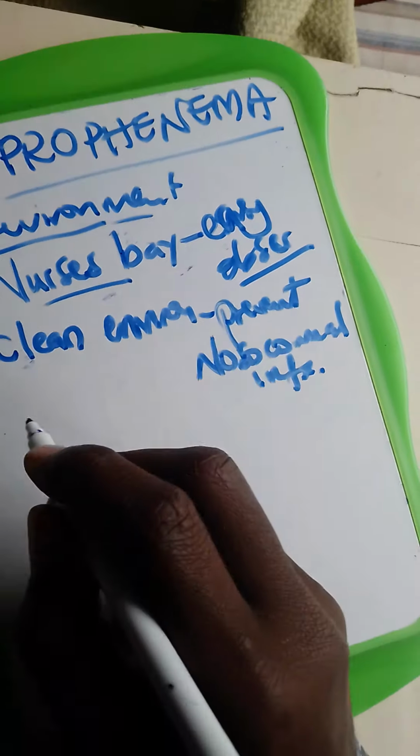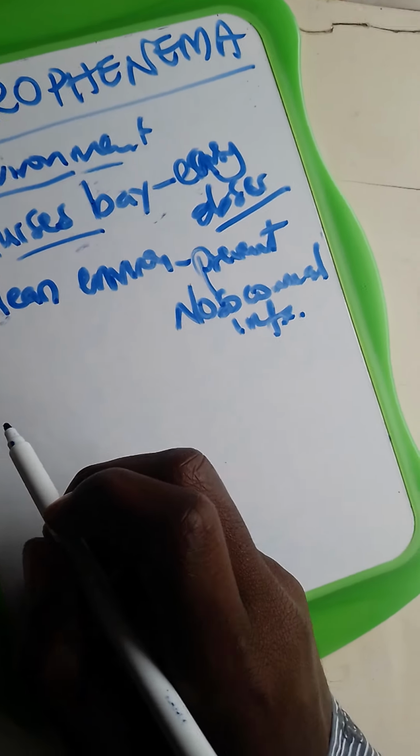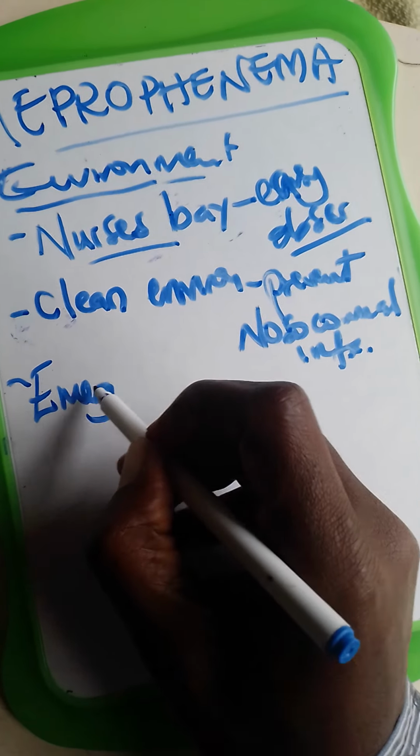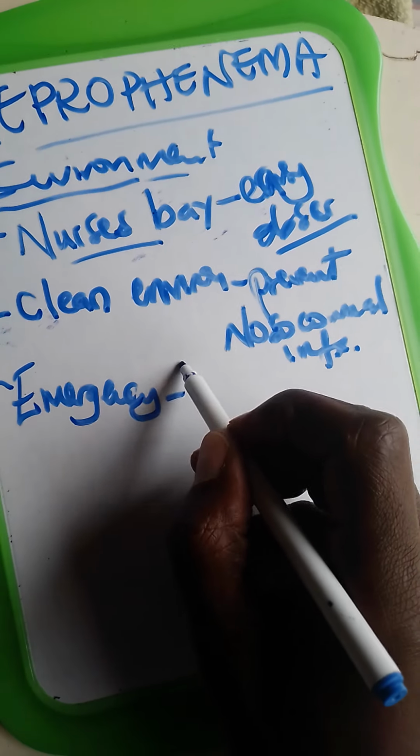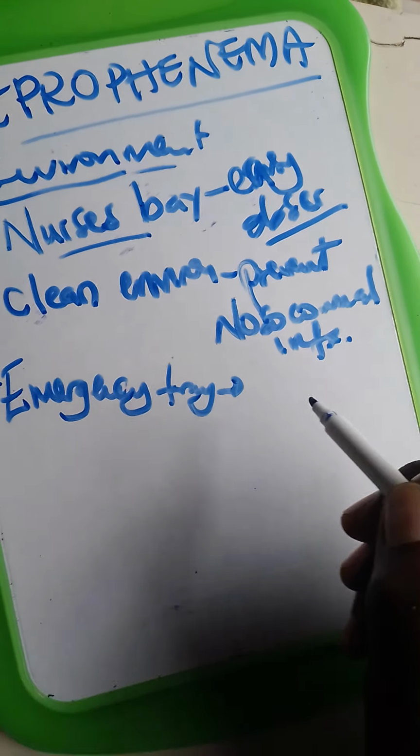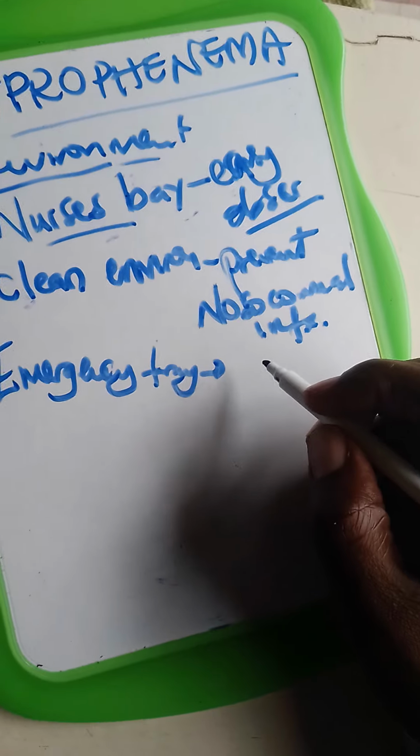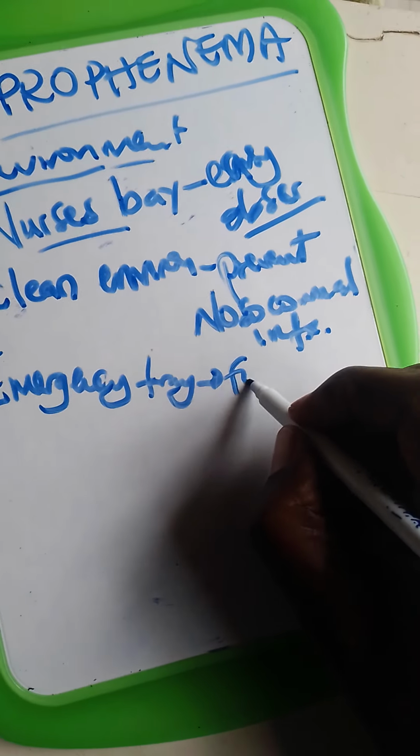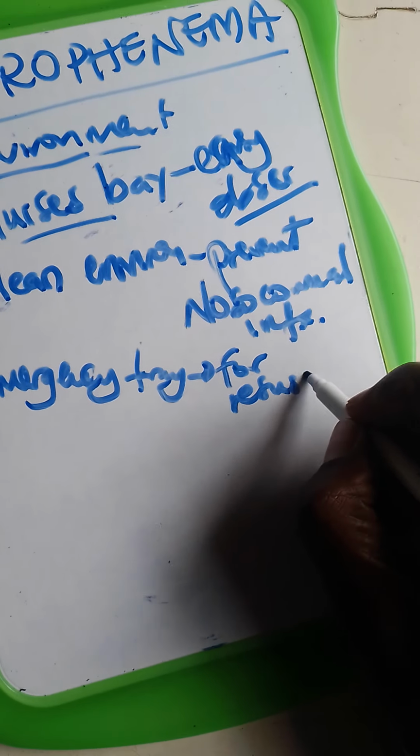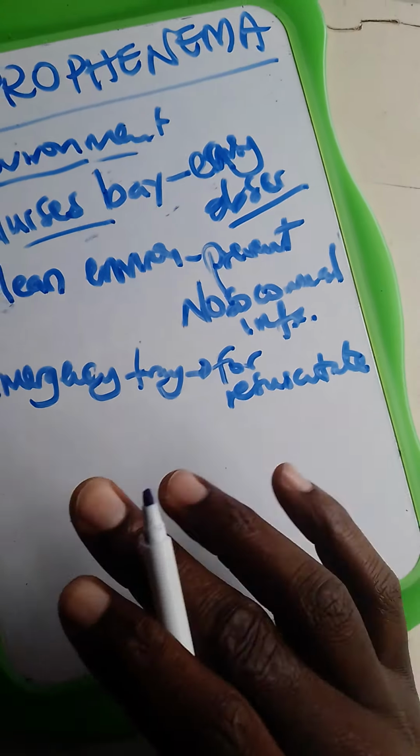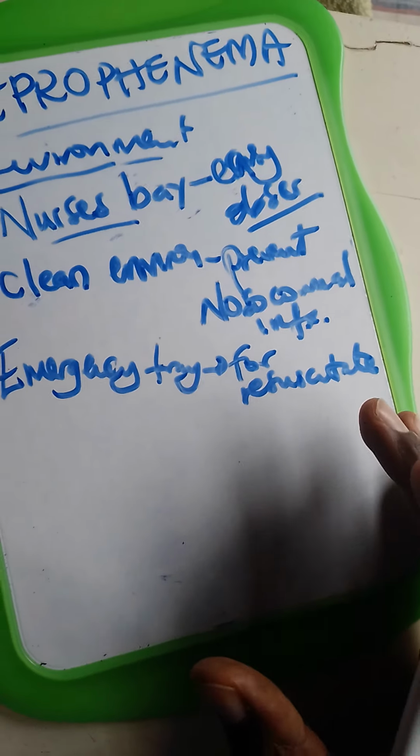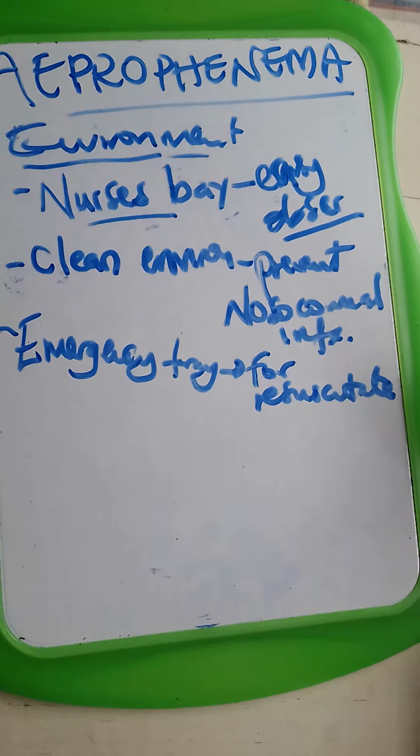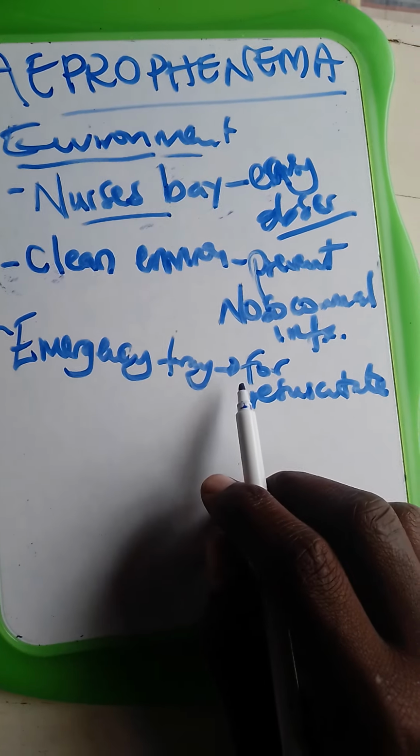Then what about those who say that in my environment, I will prepare the emergency tray? What is your rationale for having an emergency tray in your environment? The rationale is for resuscitation. You want to resuscitate the patient in case any danger has arisen, or something has come up that is disturbing the patient. Then you need to stabilize them, so you need to prepare this emergency tray.